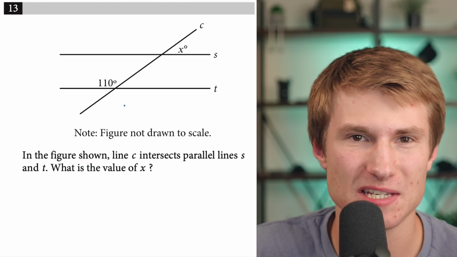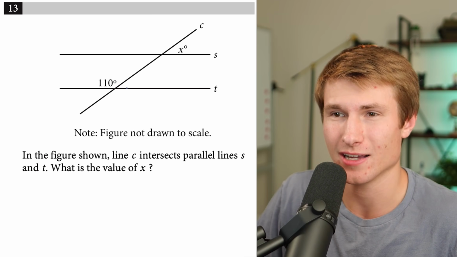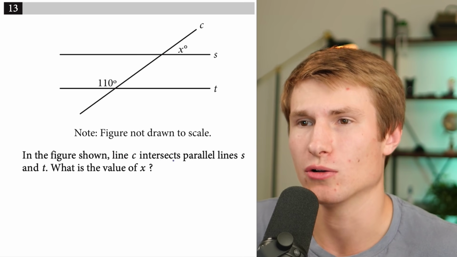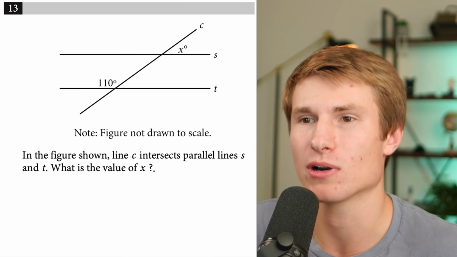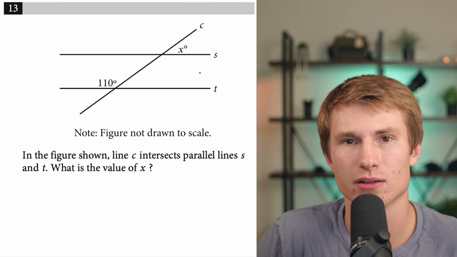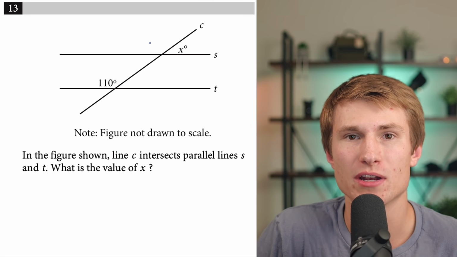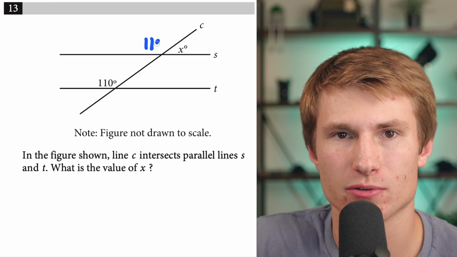Here's how to solve SAT math questions that deal with intersecting lines. This question states, in the figure shown, line C intersects parallel lines S and T. What is the value of X? Well, since we have parallel lines S and T with something intersecting them, we know that this angle next to X also has to be 110.